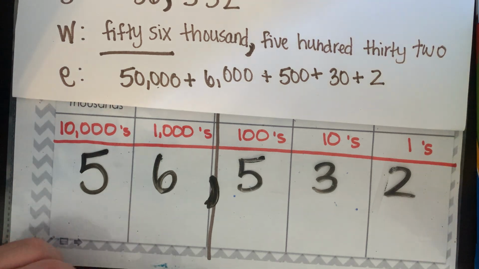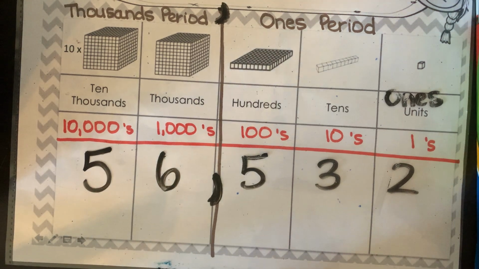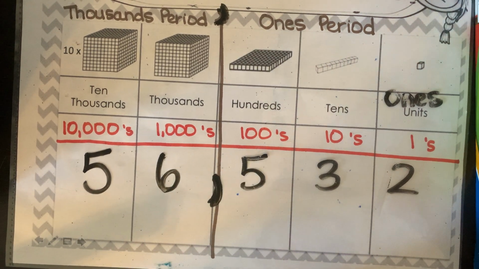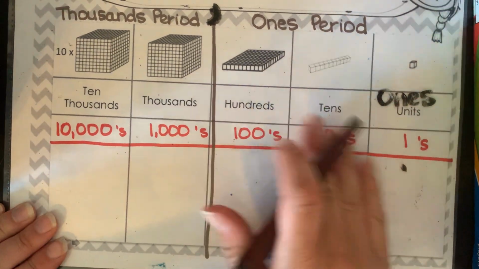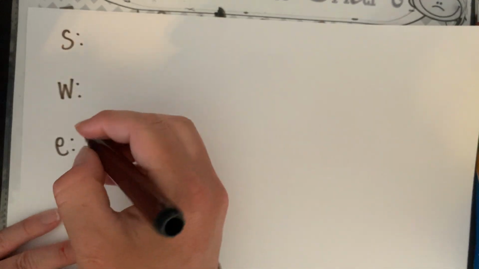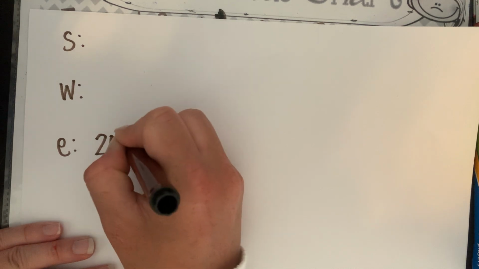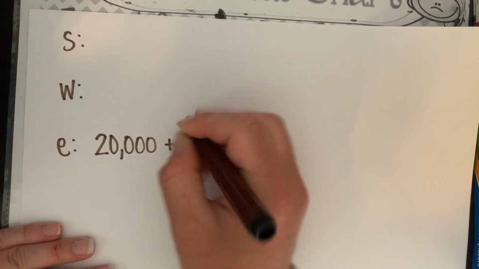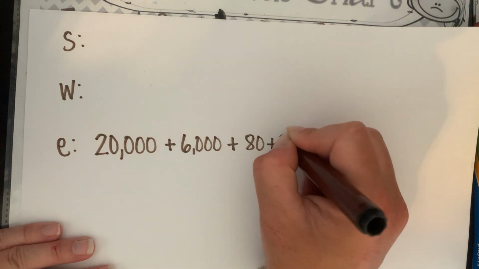Now I want to do one last one, which excludes a place value, and I'll show you what that means. So for this last example, I'm going to give you a problem shown in expanded form. So again, we'll do our standard, our word or written, and our expanded. So let's try this one. If I had 20,000 plus 6,000 plus 80 plus 4.